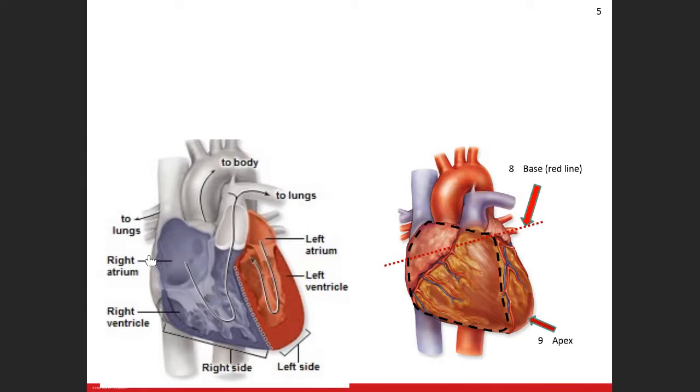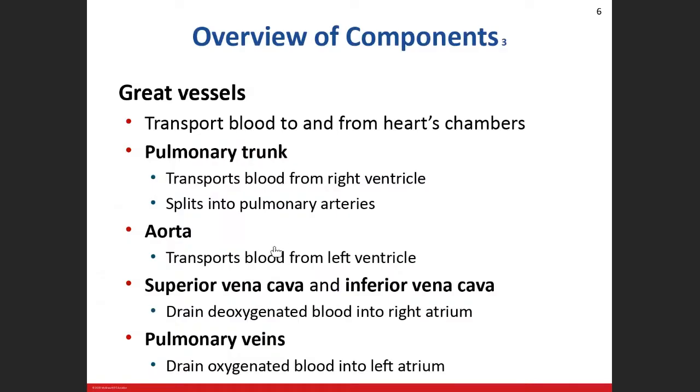Here's the right side of the heart. Here's the right atrium. Here's the right ventricle. So as the right ventricle pumps blood out, this structure right here, that's the pulmonary trunk. And it splits. One goes to the left, one goes to the right. And then when it comes back to the heart, these guys right here, this is the left pulmonary veins. And they're going to dump the blood back into the left atrium there.